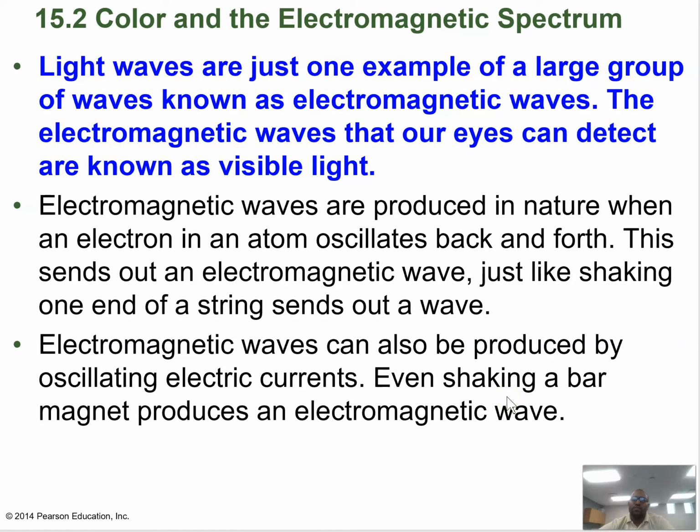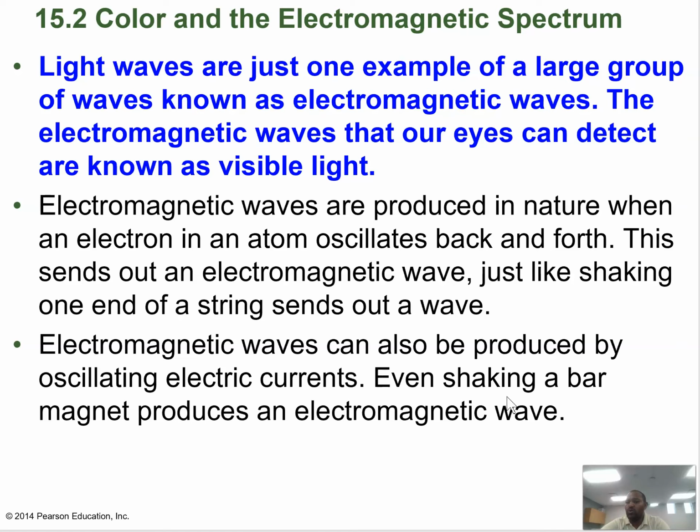Light waves are just one example of a large group of waves known as electromagnetic waves. Electromagnetic waves that our eye can detect are known as visible light. Electromagnetic waves are produced in nature when an electron in an atom oscillates back and forth. This sends out an electromagnetic wave, just like shaking one end of a string sends out a wave.